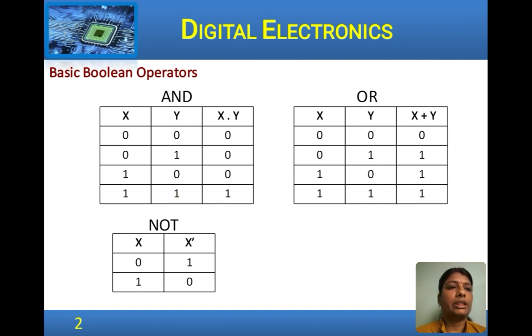Next, considering the OR operation, x or y. If either x or y value is 1, then the output is 1. So looking at the table, for x of 0 and y of 0, the output x or y is 0. But for x of 0 and y of 1, the output of the OR operation is 1. And for 1 or 0, the output is 1. And 1 or 1, it is 1. Considering the NOT operation, if x is 0, x NOT is 1. And if x is 1, x NOT is 0. X NOT can be indicated by x bar or x prime.